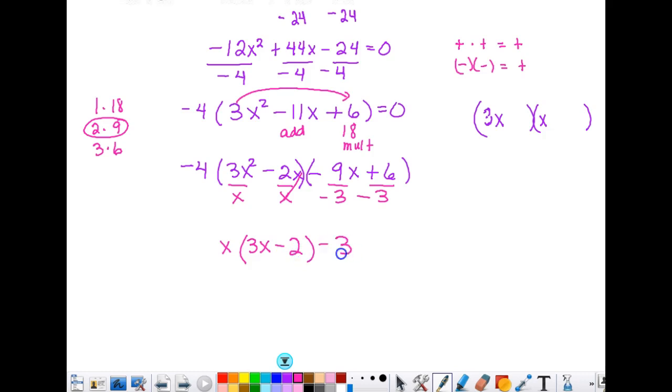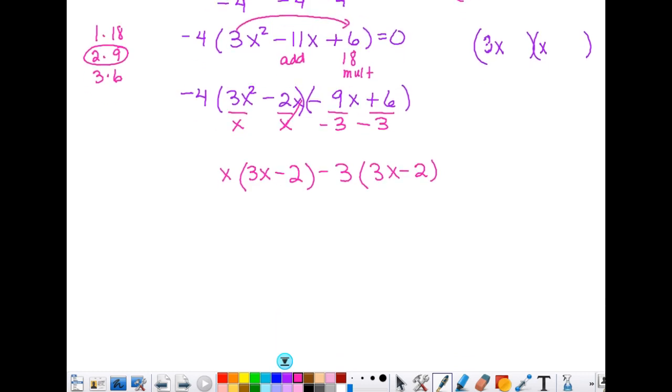Here, negative 3 is our GCF. We get a 3x minus 2. Our 3x minus 2's match, so that's a good thing. Okay, and so our answer is x minus 3. Oops, forget our GCF, and 3x minus 2. Remember what we talked about a minute ago? Look, x and 3x, right? That makes it 3x squared.